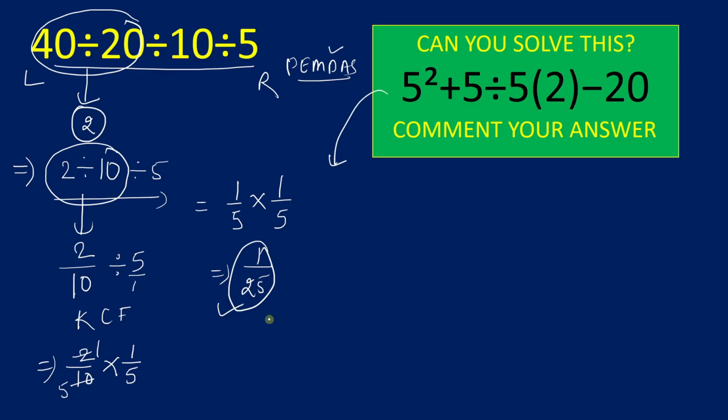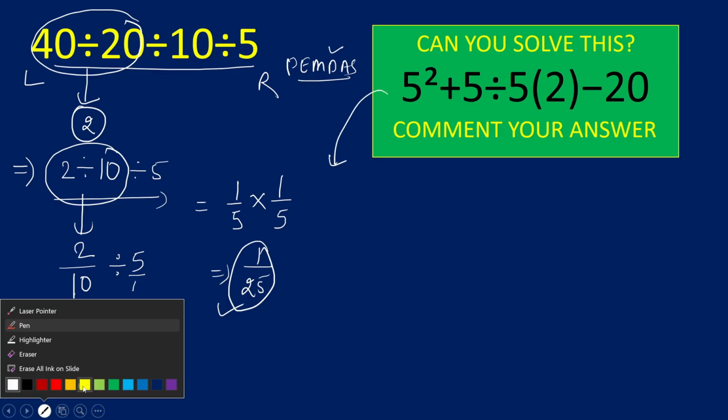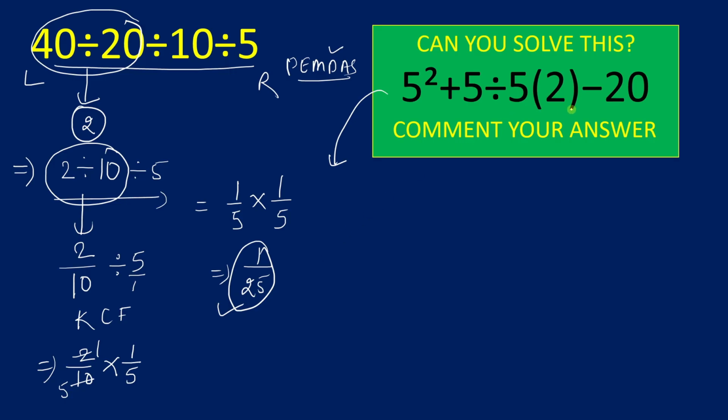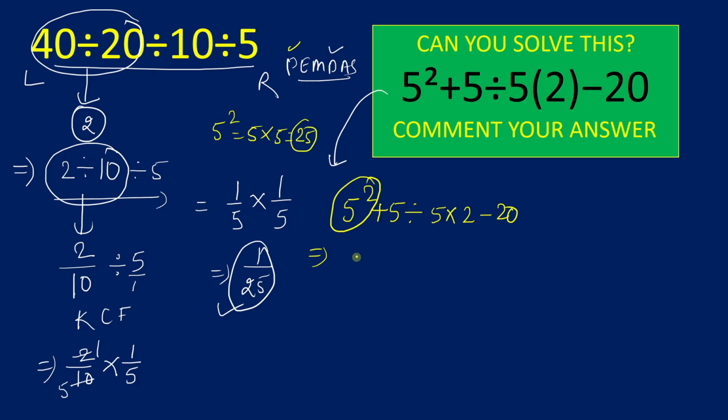And moving to the next question, we have 5 square plus 5 divided by 5 times, in parentheses, 2 minus 20. First, the parenthesis again, so we will simplify 5 divided by 5 times 2 minus 20. Next, we will go for this exponent part, and 5 square is 5 times 5, which equals 25. So we will write 25 plus 5 divided by 5 times 2 minus 20.